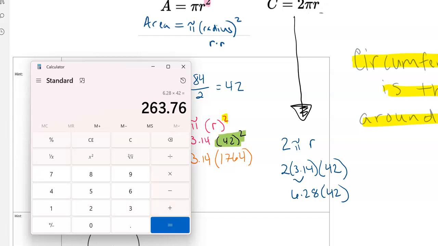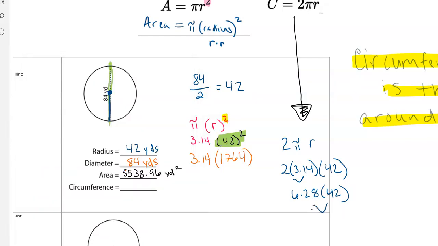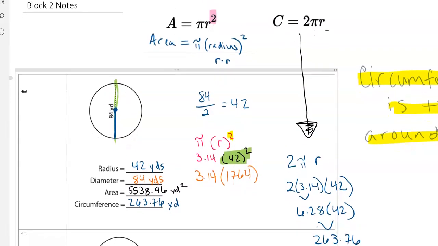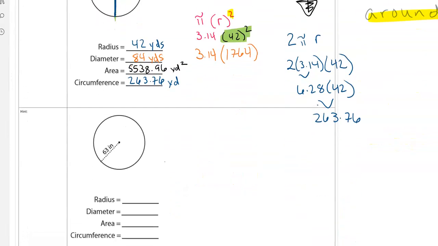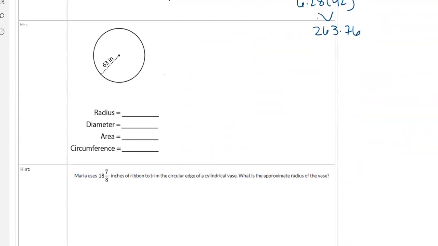And it's 263.76. So now I can go over here and say 263.76, and we just leave it at yards. So that is how you find the area and the circumference of a circle when they give you the diameter.